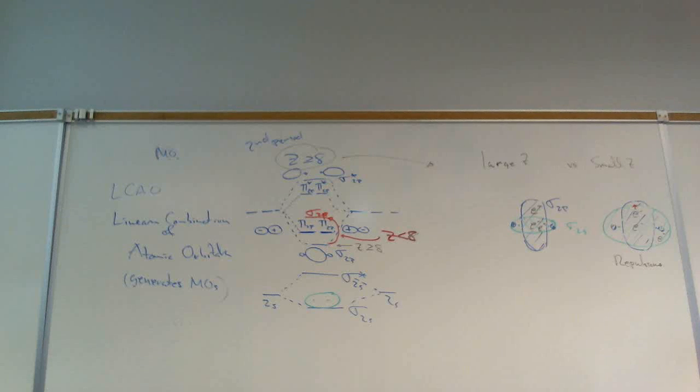Let's look at O2 plus. Is it going to be a stronger bond or a weaker bond? Stronger bond. Because with O2 plus, you're going to knock out an antibonding electron. If you knock an antibonding electron out, it's going to be a stronger bond. And so O2 plus is actually stronger.